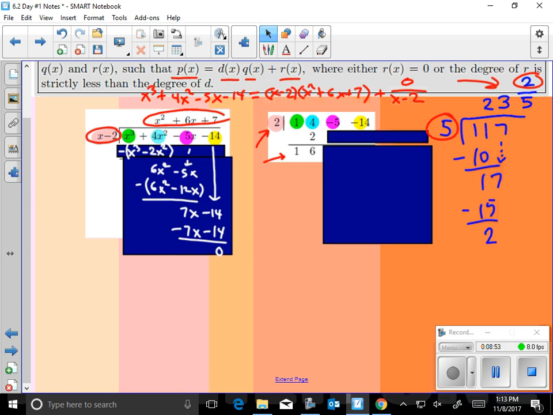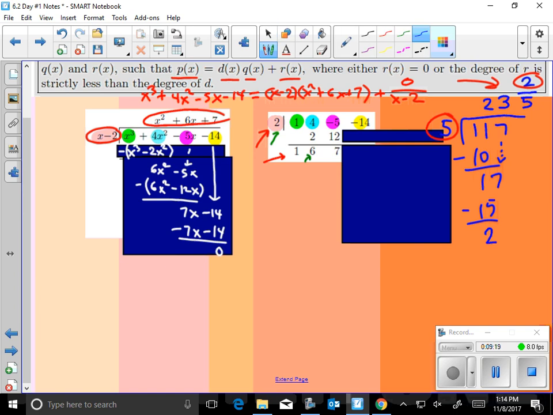Because isn't 2 the opposite of x minus 2? Right? So I think of it as the opposite. So I'm going to multiply 2 and 1, I get 2. And I add 4 and 2, I get 6. What do you think I should do next? Multiply 2 and 6. If I multiply 2 by 6, I get 12. I add negative 5 and 12, I get 7. Then I multiply 2 and 7. What do you get? 14. You add them together, you get 0.